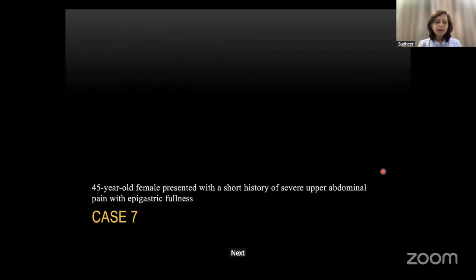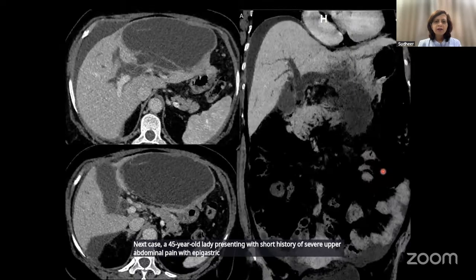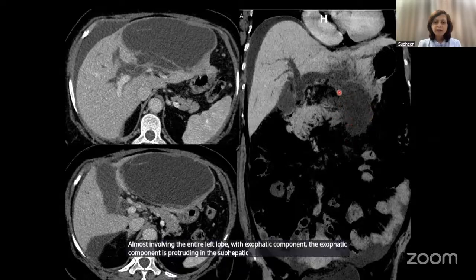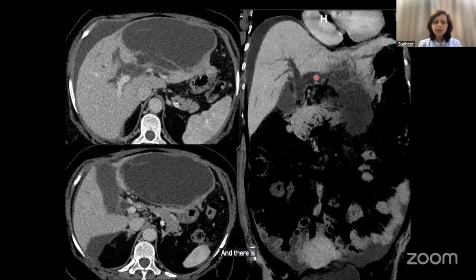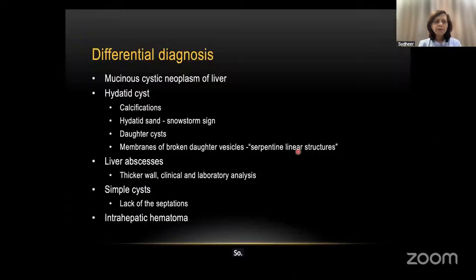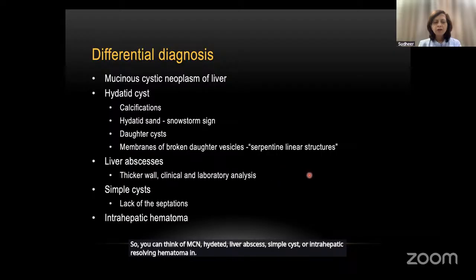Next case, a 45-year-old lady presenting with short history of severe upper abdominal pain with epigastric fullness. And you can see this large cystic non-enhancing lesion almost involving the entire left lobe with exophytic component. The exophytic component is protruding in the subhepatic area. And there is associated IHBR dilatation, and you can see some membrane-like thing in the IHBRs here and here. So you can think of MCN, hydatid, liver abscess, simple cyst, or intrahepatic resolving hematoma in these kind of lesions.